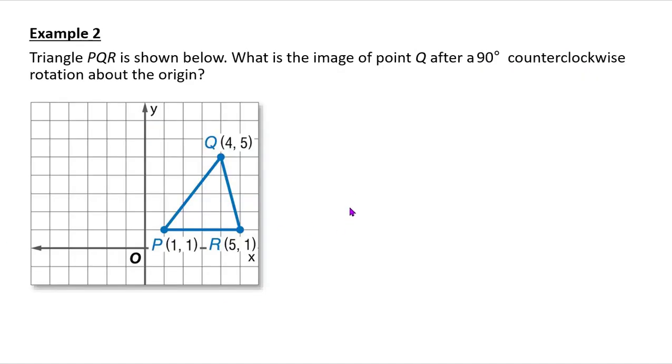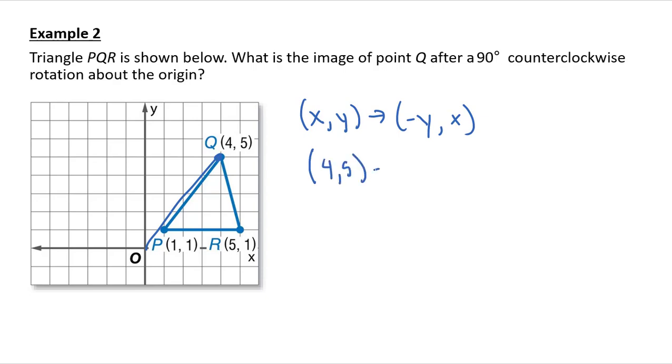Okay, example 2. Triangle PQR is shown. What is the image of point Q after a 90 degree rotation about the origin? So again, that point is 4, 5. Remember, x, y changes to negative y, x. So the point 4, 5 is going to adjust to negative 5, 4.